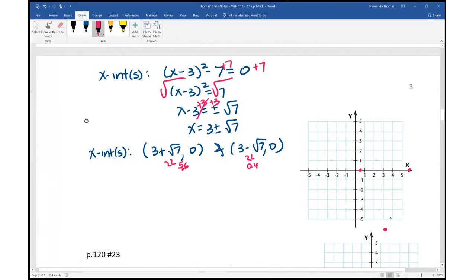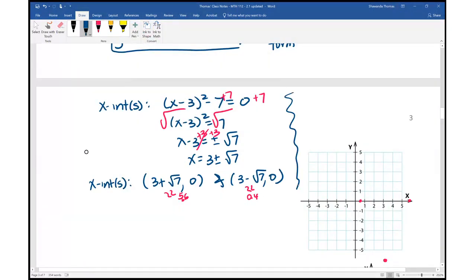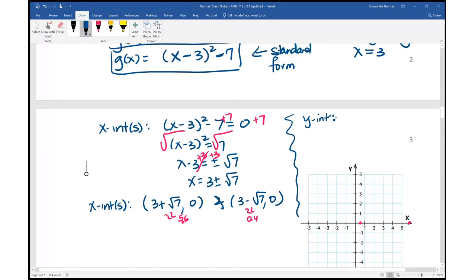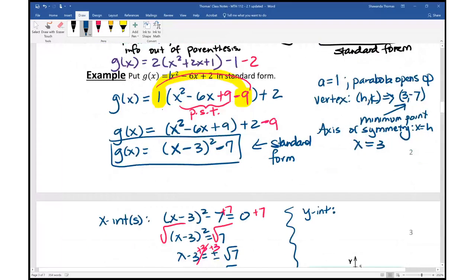All right. The only other thing that I want you to know how to do is the y-intercept. So these are the important points. The vertex is a point I want you to know how to find. The x and y intercepts are points I want you to know how to find. All right, y-intercept, I prefer using the general form for that. So that's g of 0 equals 0 squared minus 6 times 0 plus 2. So that's g of 0 equals 2.